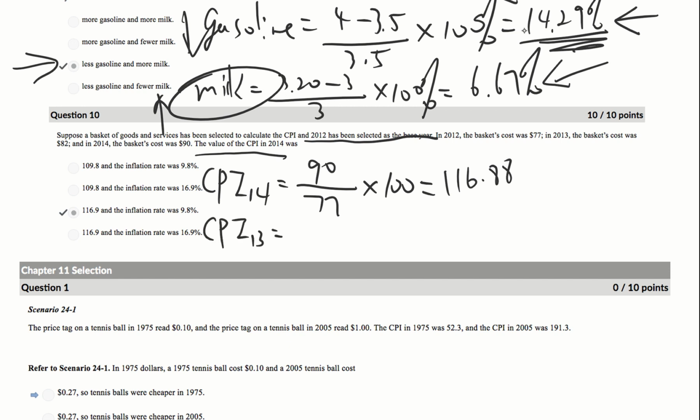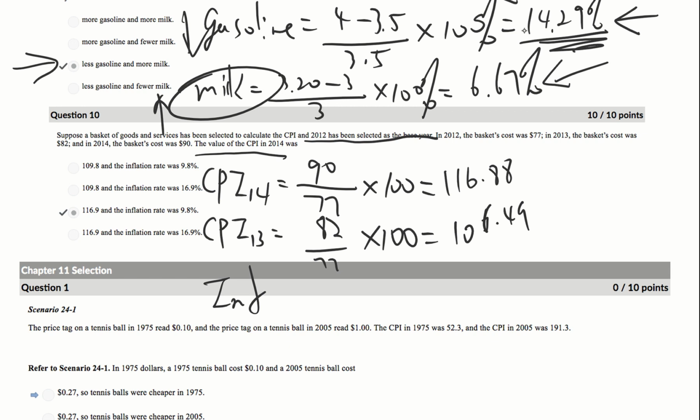To find inflation, so the 2013 CPI will be 82 over 77. So the 2013 basket value divided by base year basket value times 100. And this will be 82 divided by 77 times 100. That's a 106.49. All right, to find inflation, use a little bit over here.